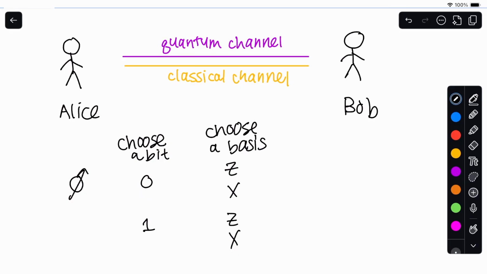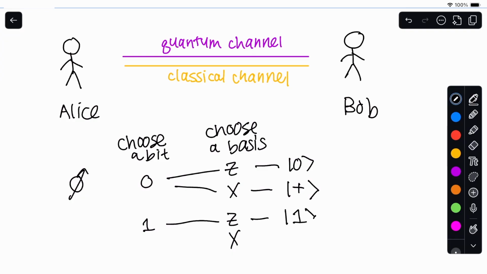So if she chooses 0 and Z, then she's going to prepare the state 0. And if she chooses 0 and X, then she's going to prepare the state plus. Similarly, if she chooses the state 1 and Z, she'll prepare the state 1. And if she chooses X, she'll prepare the state minus. And then she's going to send this over to Bob, and Bob has a choice. Bob is going to choose a basis.